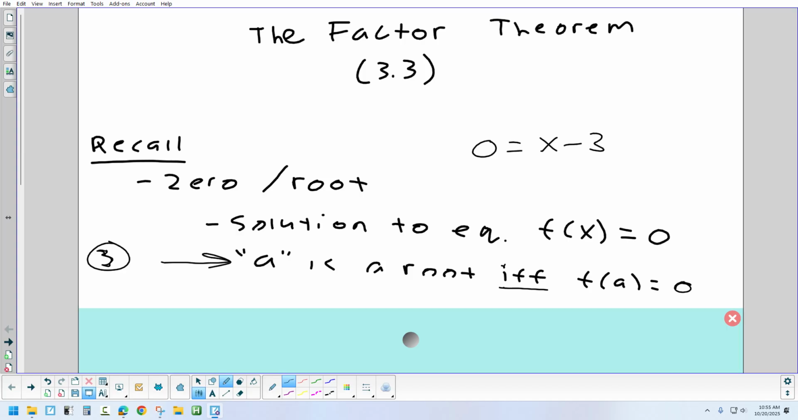Not every statement that you read is always true forwards and backwards. You learn that in geometry. It's called the converse. Sometimes the converse is true, sometimes it isn't. In this case, it's true. It's a statement that's called bidirectional. It's true both ways.